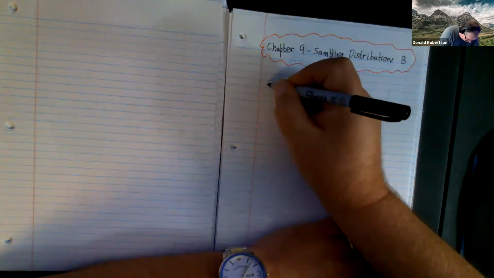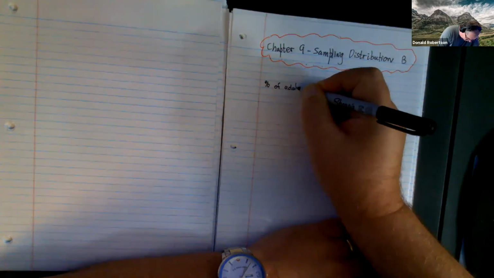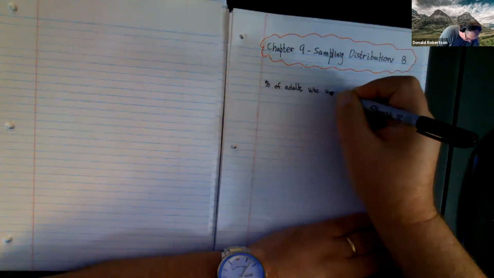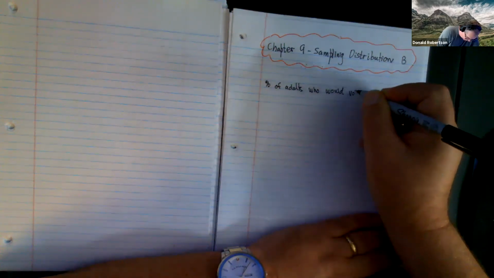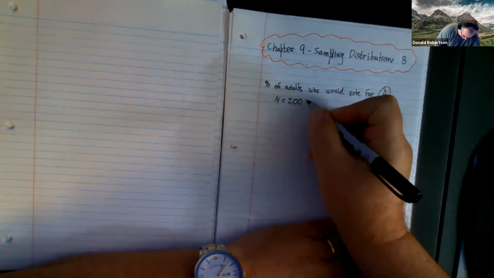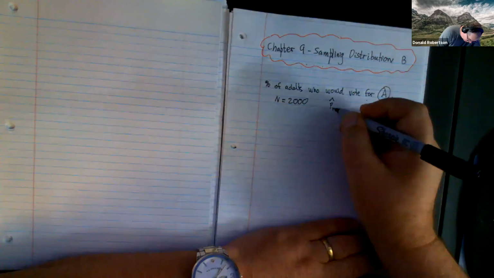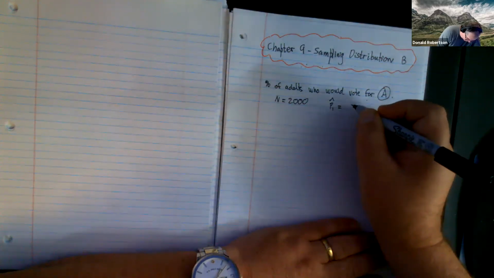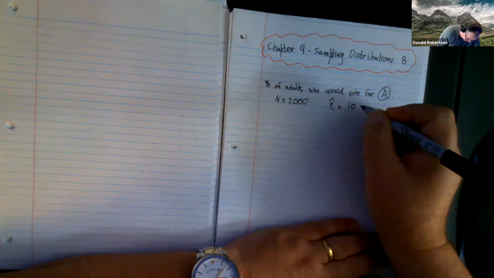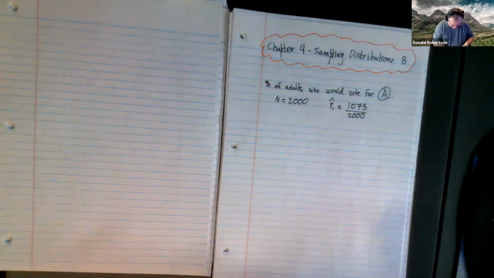Let's suppose we're interested in the percentage of adults who would vote for candidate A. And we collected a sample of 2,000 eligible voters. And our sample proportion, which I'll just call P1 hat, we got 1,075 of them said that they would vote for candidate A.